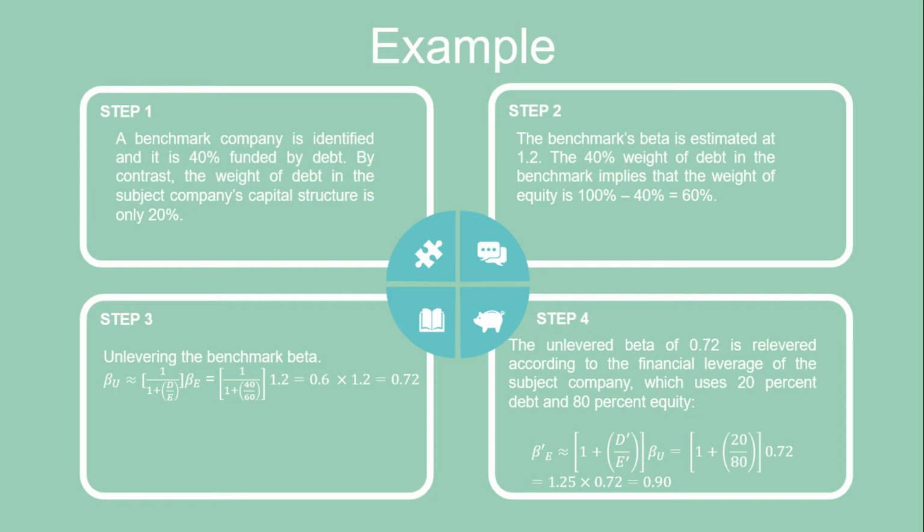The 40% weight of debt in the benchmark implies that the weight of equity is 100% minus 40% equal to 60%. By using this information, we can unlever the benchmark beta and get a result of 0.72. The unlevered beta of 0.72 is relevered according to the financial leverage of the subject company, which uses 20% debt and 80% equity. Then we can finally get the equity beta of the subject company, which is 0.9.